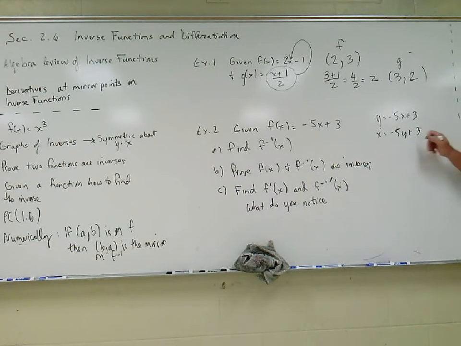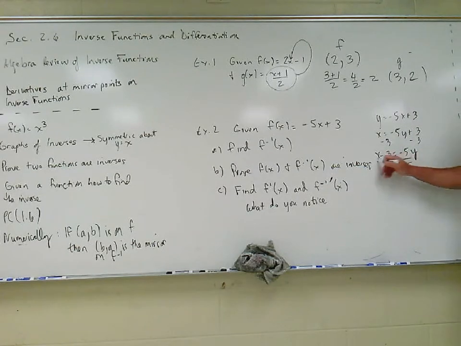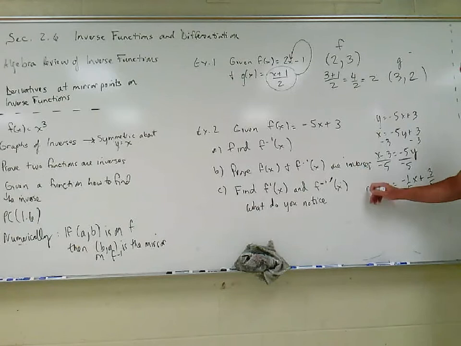Subtract 3. So x - 3 is -5y. Then I'm going to divide both sides by -5. Now, you can leave it like that, but I also would want to write it -1/5 x + 3/5 if I divide both sides by the x and the -3 by -5. I get this, and that should be my inverse. It'll be easier to differentiate in a second when you get that.